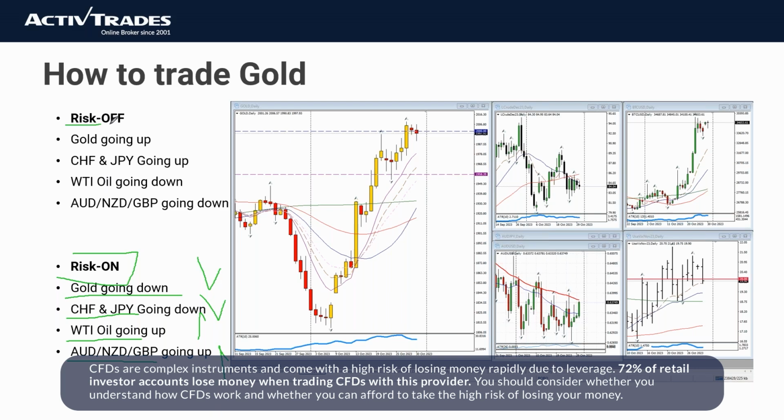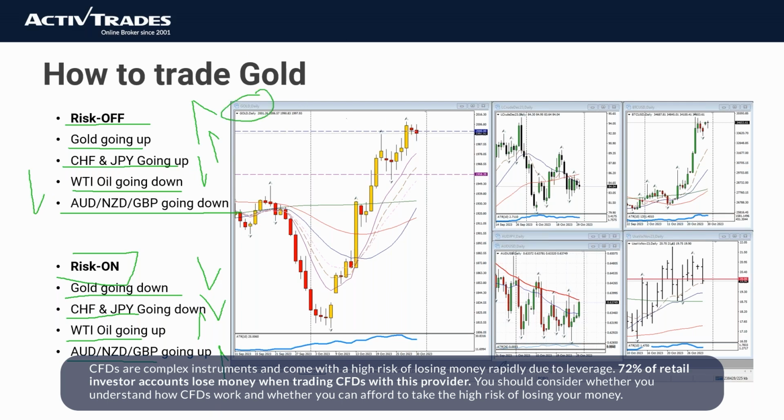On the reverse of that, when we're in a risk off environment, traders and investors are worried, concerned, fearful about the future. So safe havens tend to rise. We see gold going up, Swiss franc and Japanese yen going up, oil going down because people think there'll be less demand for it if the economy is contracting, and beta currencies like Aussie, Kiwi and sterling going down as well. When you see all of those things very clearly, it gives us an indication of what the market is looking at.